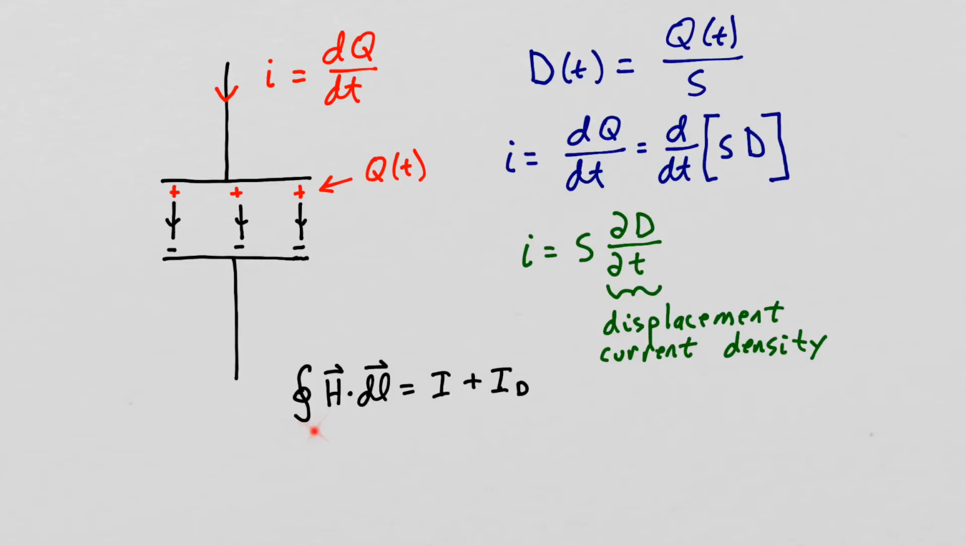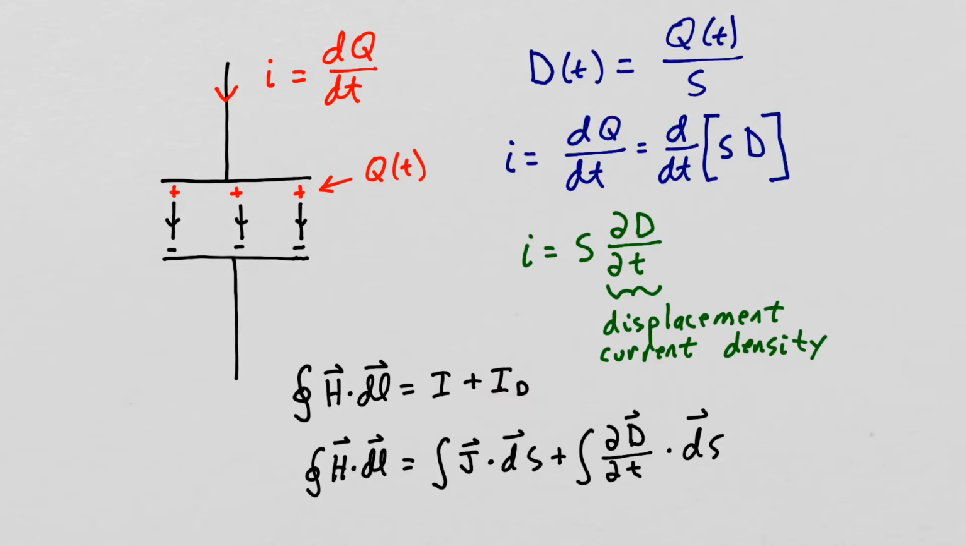Maxwell set the integral of H dot dl equal to the sum of the free currents plus the displacement currents flowing through the surface. Ampere's circuital law states that the integral of H dot dl around a closed path is equal to the integral of the free current density dot dS plus the displacement current density dot dS over the surface whose perimeter is the path of integration of H dot dl.